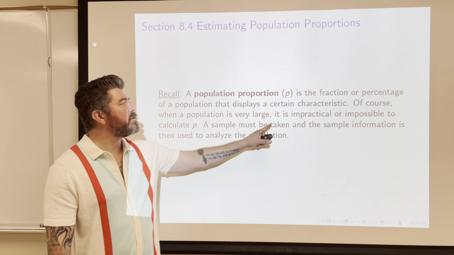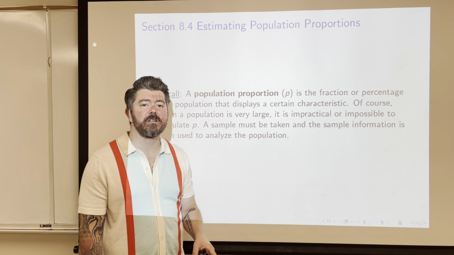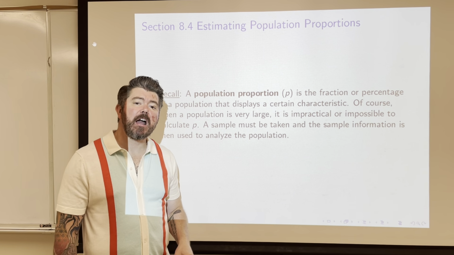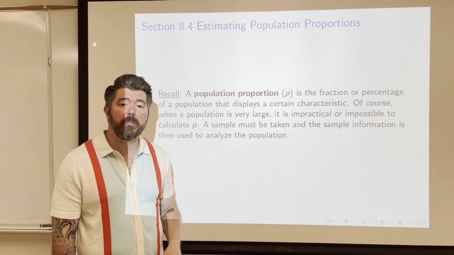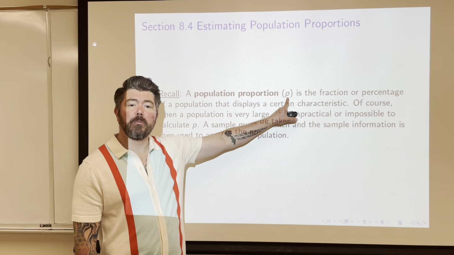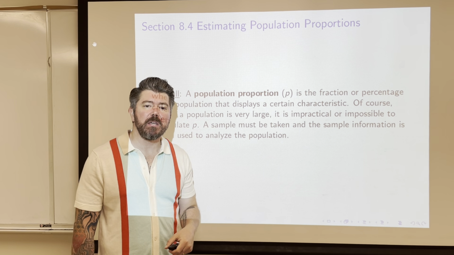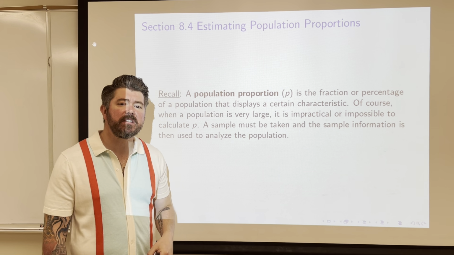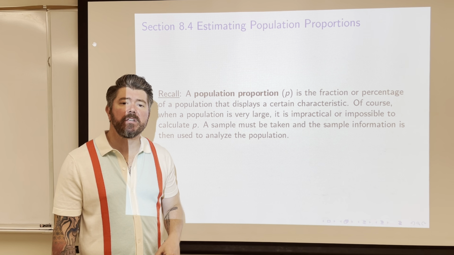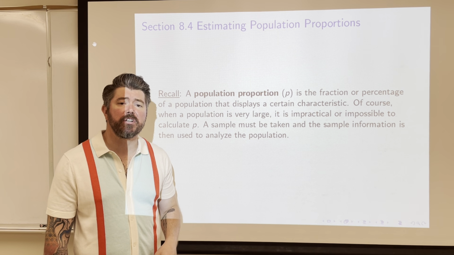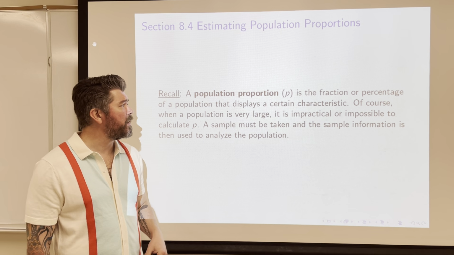Now, we've already seen population proportions in chapter 5 using our binomial probabilities, right? Our binomial probabilities had a probability of success we denoted by P. And also in chapter 7, when we looked at the sampling distribution of sample proportions in section 7.3.